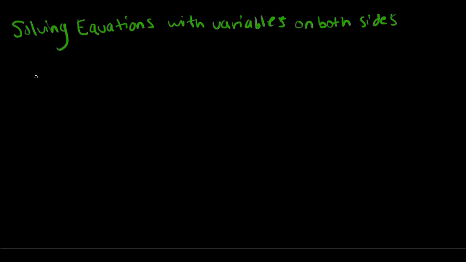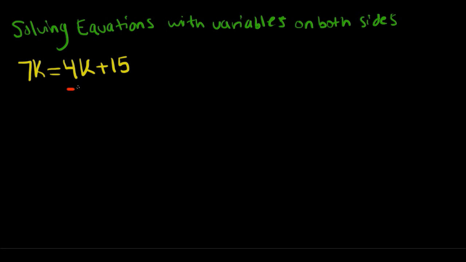In this section, we're going to look at solving equations with variables on both sides. The first example is 7k equals 4k plus 15. Again, we want to try and isolate the variable, so we want to bring terms that have the variable k to one side and terms without it to the other side.